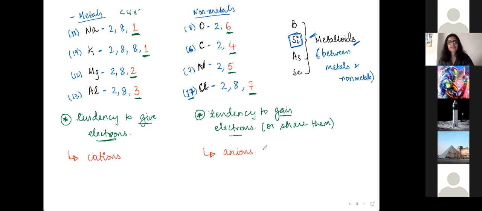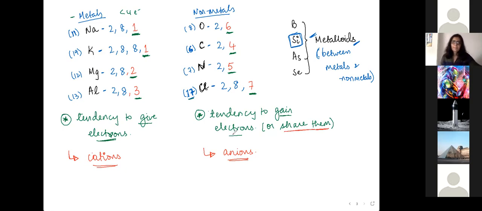Yeah. So this is like a sure shot way of identifying if something is a metal or a non-metal. If it forms only cations, it is 100% a metal. And if it is capable of forming anions, if it gains electrons or shares them, if it can form covalent bonds, then it is 100% a non-metal. And metalloids again fall somewhere in between. Sometimes, depending on the situation, they may form ionic or covalent bonds.